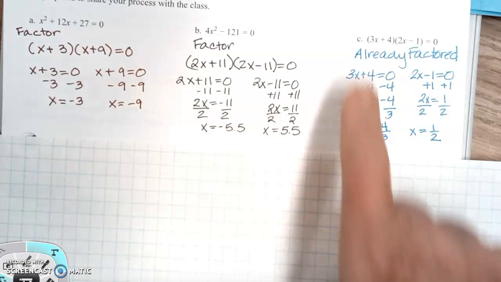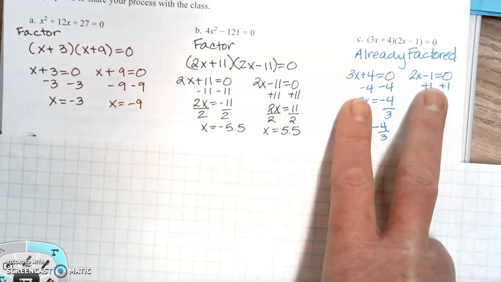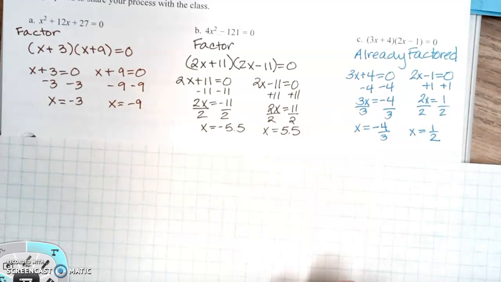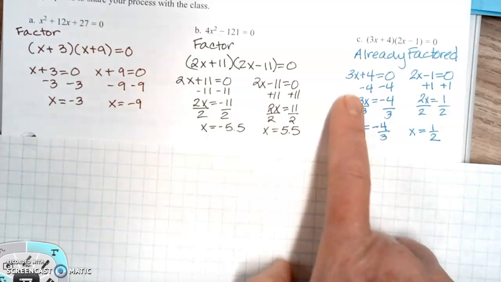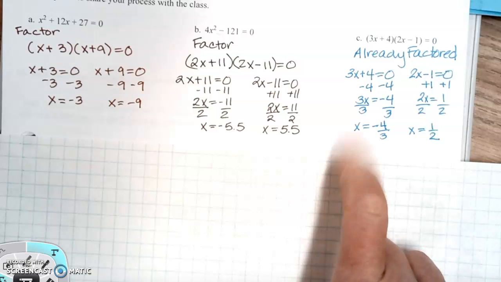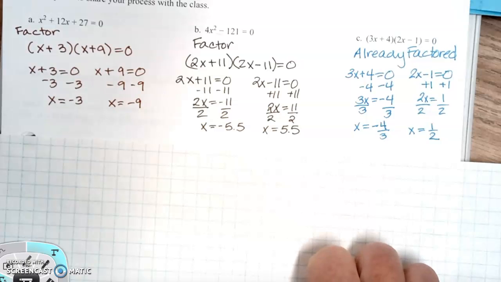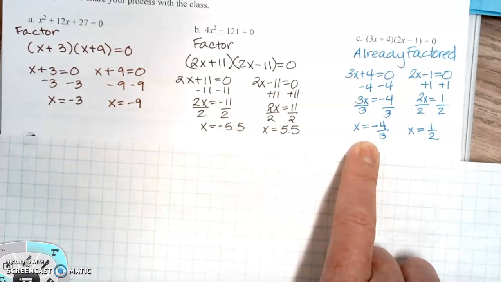Part C is already factored for us. For us to even use the quadratic formula on this, we would have to FOIL it out. So that would take even longer that way. So definitely just go with the factored form, set each of them equal to 0, and then do your inverse operations until you solve for x. So the one on the left, we're going to subtract 4 from both sides. And then the inverse operation of multiplying by 3 is dividing by 3. And we get negative 4/3.